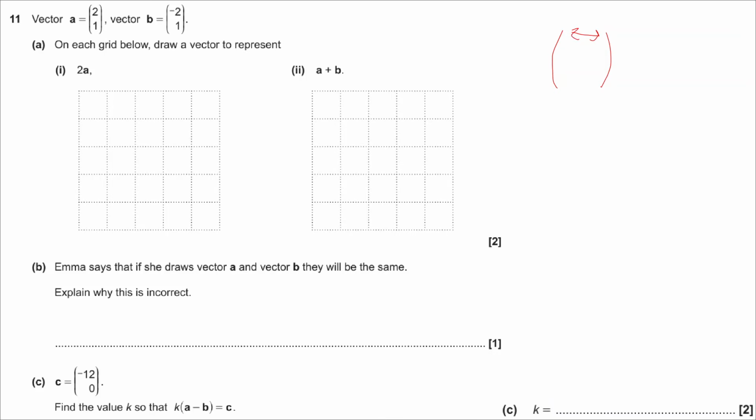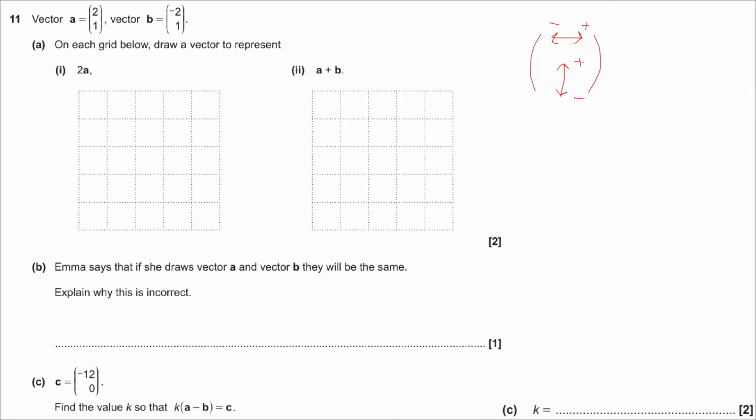Okay, so if you go to the right, that's very messy. Apologies. Let's draw that again. A vector: the top number is the horizontal direction. Right is positive, left is negative. The bottom number is up and down. Up is positive, down is negative.